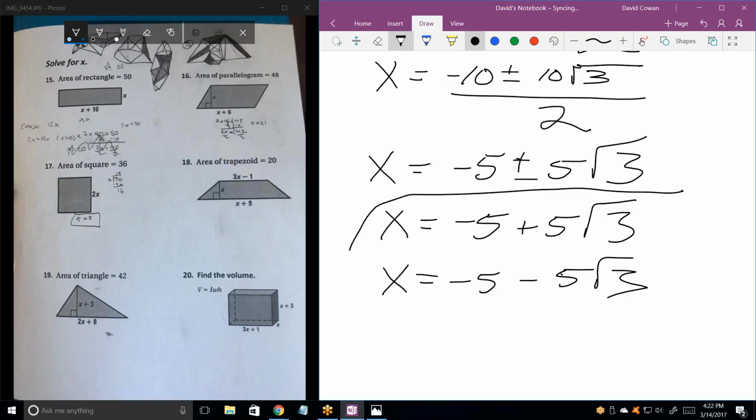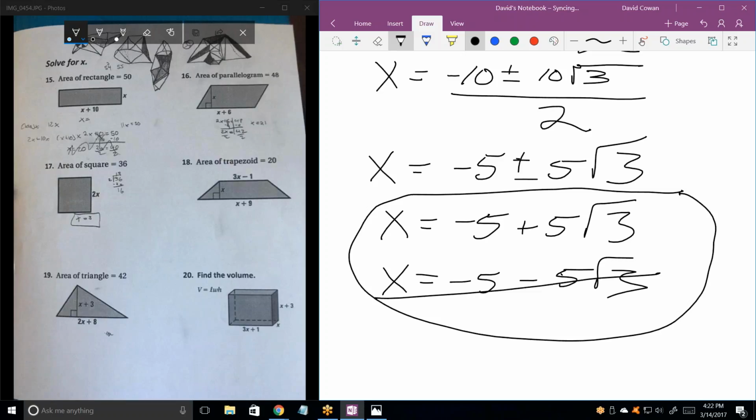So those are the two answers we get, but there's a problem with this. Our answer has to be a positive number, right? Because we're dealing with dimensions. In other words, we're trying to figure out the width of this rectangle up here. So a negative answer doesn't do us any good. It's meaningless. So this answer here is negative, I'm going to cross it out. This is the only answer to this problem.